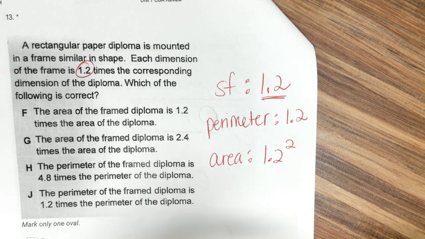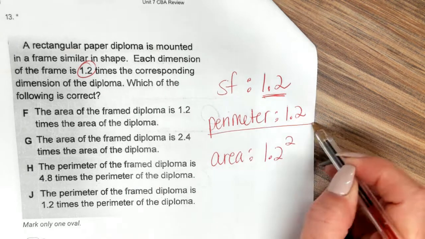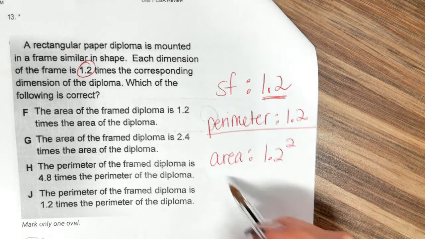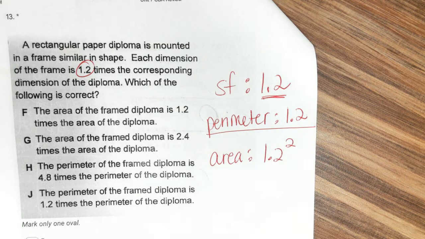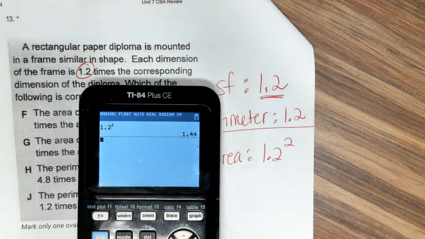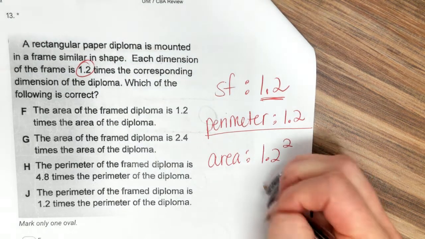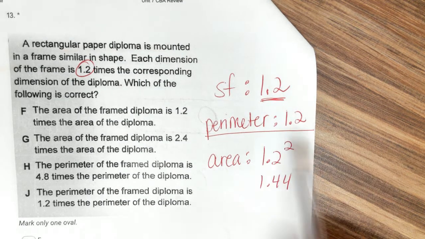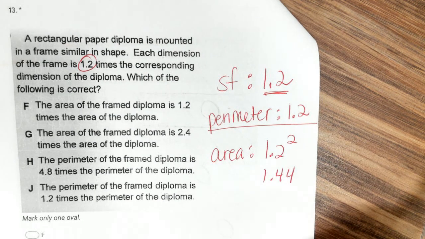And then you're going to pick the answer that either says the perimeter is the same scale factor or the area is 1.2 squared. And you actually will have to put that in your calculator. So 1.2 squared is 1.44. So you're going to find the answer that says the perimeter is 1.2 times or the area is 1.44 times.